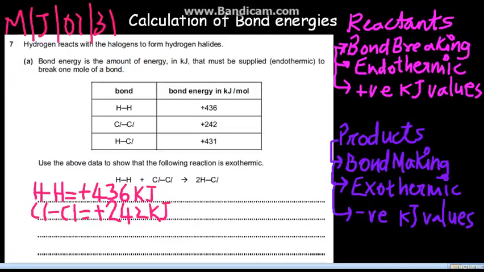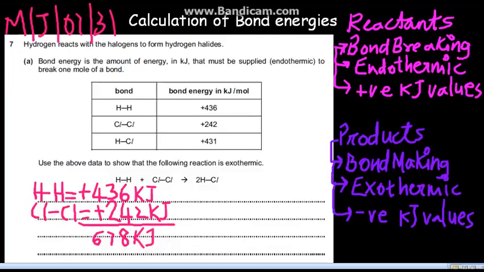Therefore, when 1 mole of H-H bonds are broken, the amount of energy supplied is plus 436 kilojoules, and when 1 mole of Cl-Cl bonds are broken, the amount of energy supplied is 242 kilojoules. Now let's add the amount of energy supplied, and that is equal to 678 kilojoules.